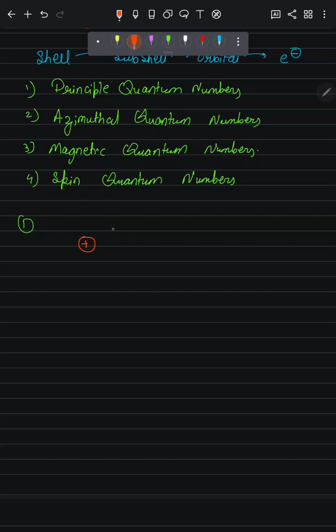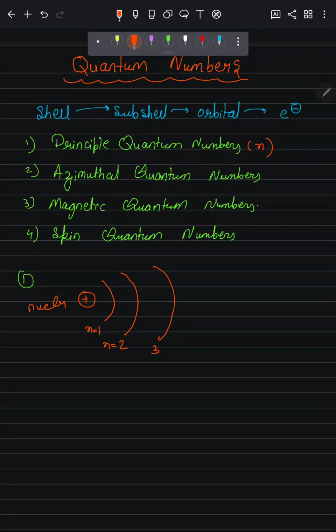The first quantum number, the principal quantum number, gives information about the shell. Just like this is the nucleus, this is the first shell, this is the second shell, this is the third shell. So n equal to 1, 2, 3. These are the values of n. The shell, or principal quantum number, is denoted by n. n is not equal to 0.